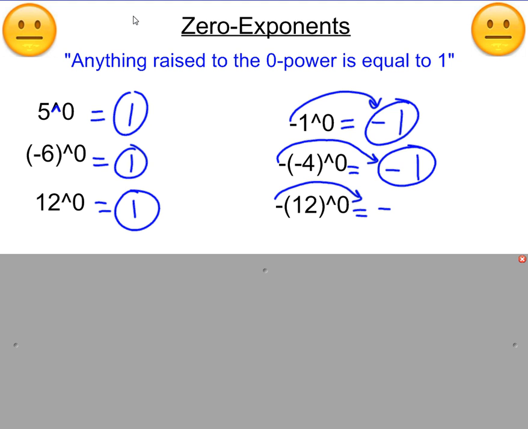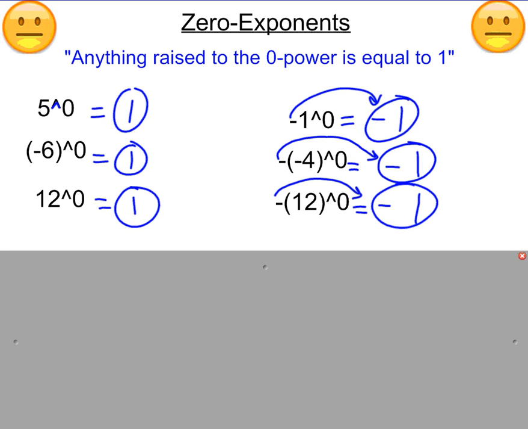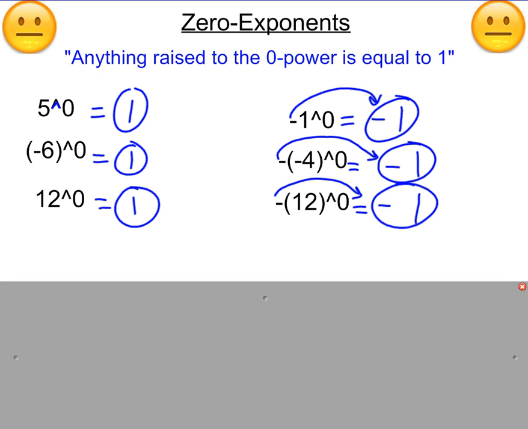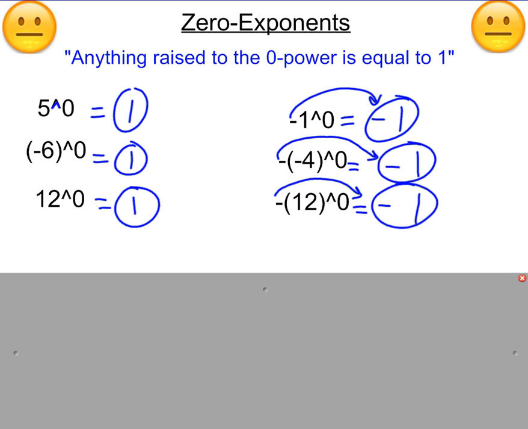Where was I? Negative 12 raised to the 0 power. If you cover up the negative and you just have 12 raised to the 0 power, that's 1, and then that negative is staying out in front. So this is a negative 1 as well. When you have 0 as an exponent, there's always going to be a 1 as the answer, probably. But it could be a negative 1, depending on where the negative is, if the exponent is applied to the negative or not. All right. That is 0 exponents. Anything raised to the 0 power is equal to 1.